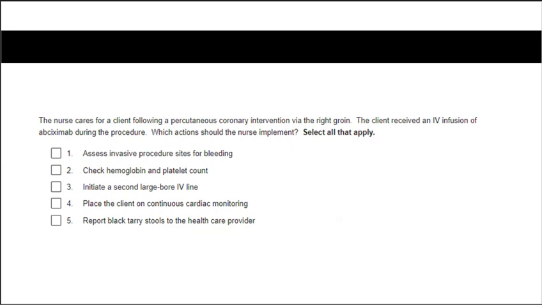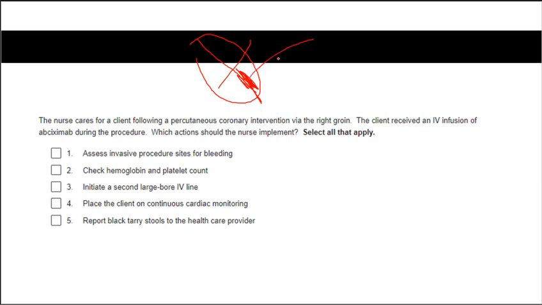The nurse cares for a client following a percutaneous coronary intervention via the right groin. So again, remember, with PCI or percutaneous coronary intervention, the coronary artery, maybe the left anterior descending artery, is occluded. We carry out PCI where we go into the groin, to the femoral artery, pass a catheter, put a balloon there, inflate the balloon. It's going to widen the artery, open up the artery, and then we can put a stent, and that will help to reestablish blood flow to that occluded artery. So that's what we refer to as a PCI.